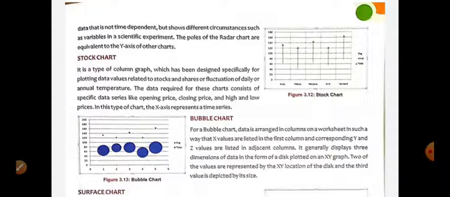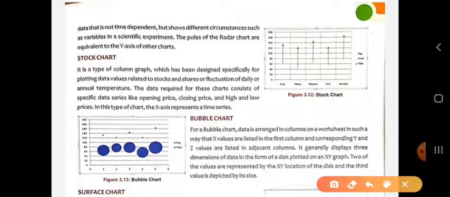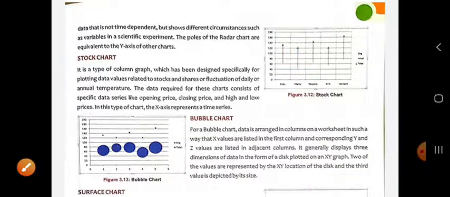chart section. Stock chart is a type of column graph which has been designed specifically for plotting data values related to stocks and shares or fluctuations of daily or annual temperature. The data required for these charts consist of specific data series like opening price, closing price and high-low prices. In this type of chart, the x-axis represents time series as you are seeing in the figure. You see? So this is the stock chart. Then bubble chart.